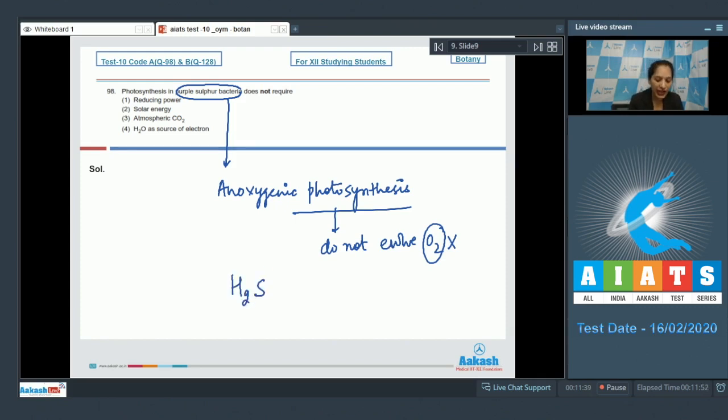Instead, H2S is the source of electron. So they require reducing power, of course. Solar energy, yes, because they are photosynthetic. Atmospheric CO2, of course. Water as source of electron, no. So the correct option for the given question is option number 4. Let's move to the next question.